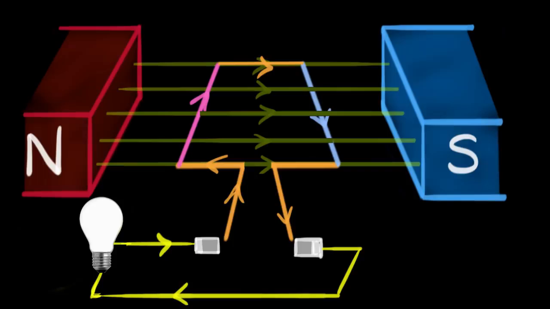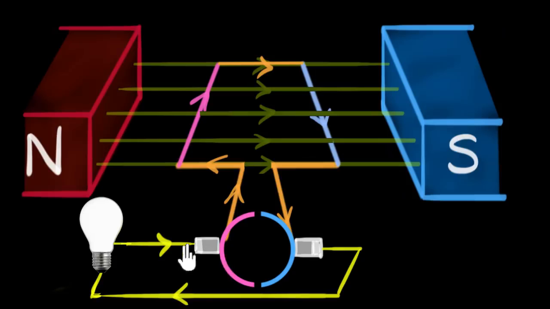We can do that by attaching split rings. Split rings, as the name suggests, is a ring that is split in between, giving two half rings with some gap in between. Now let's see how this arrangement automatically changes contact for every half a rotation.